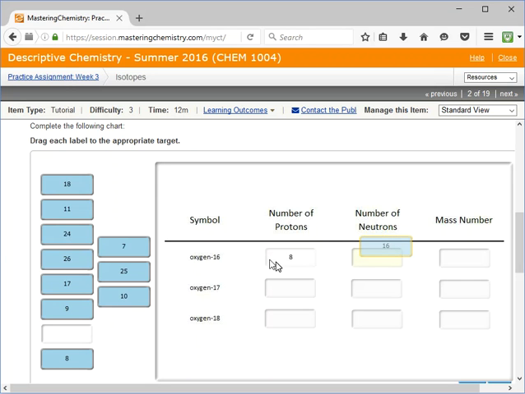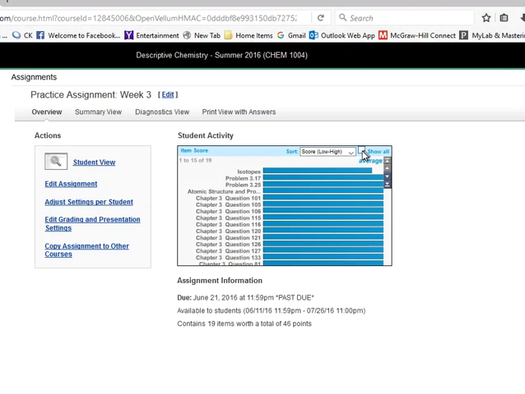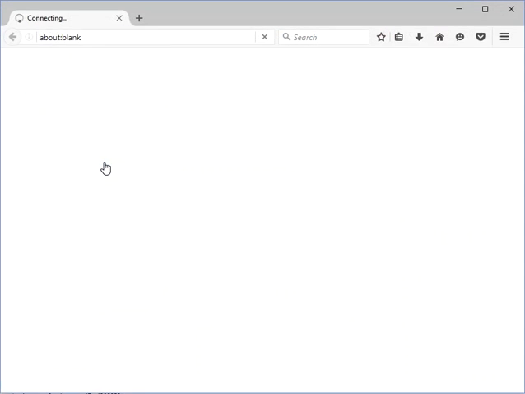Okay, so it'll be 8 here, it'll be 8 over here, it'll be 16 over here for the mass number. Okay, so that's kind of the isotope issue. It's not too hard, just the bottom one is the atomic number, the top one's going to be the mass number, and then the symbol goes with it.